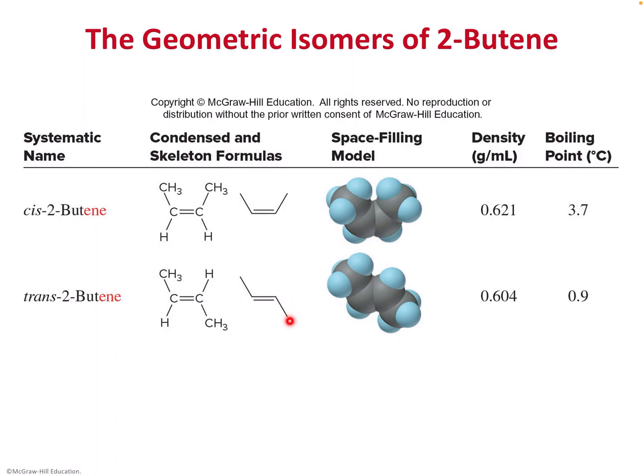line formula, right? So this we call cis-2-butene because the 2 methyl groups are on the same side, and when the 2 methyl groups are on the opposite side, we call it trans-2-butene. And these are called geometric isomers, and their densities are different, also their boiling points are different. And this is the space filling model. And this is the condensed and the skeleton formulas.